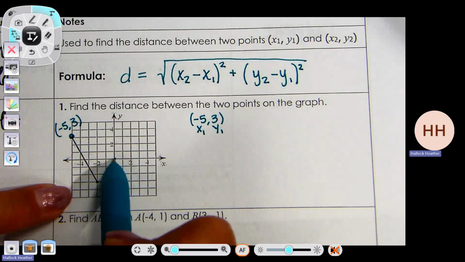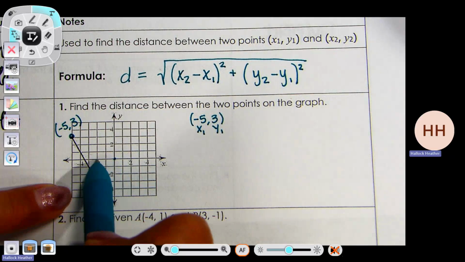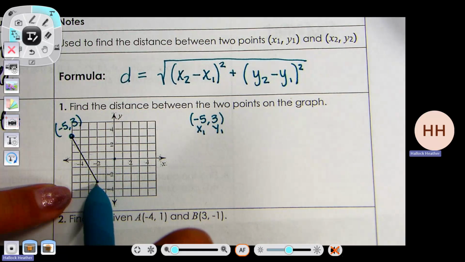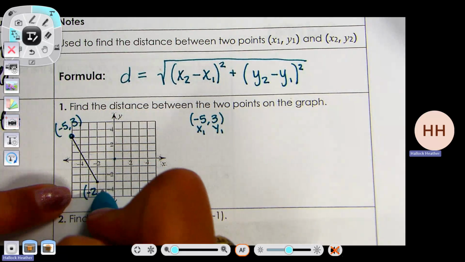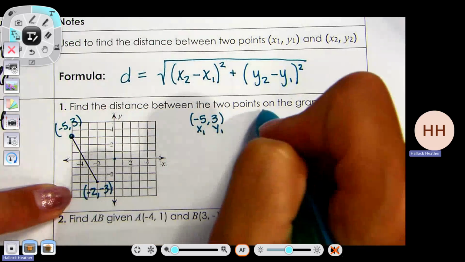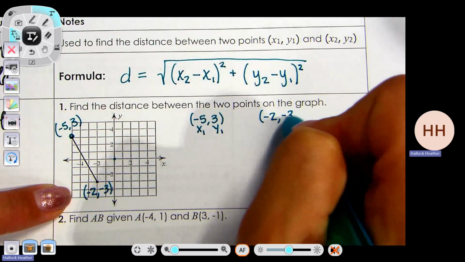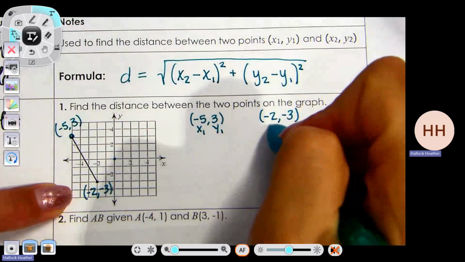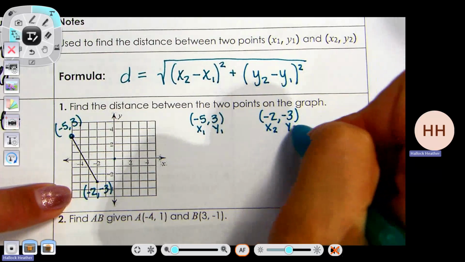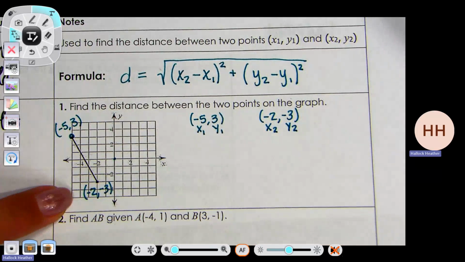So if I start at 0, 0 and I go left and I go down, what is that coordinate point? -2, -3. Not for any sort of reason, I just chose to pick that one second. That's going to be x2 and y2 because it's the second coordinate I wrote. So x2, y2. Now what we have to do with our coordinate points is just plug it into the formula.